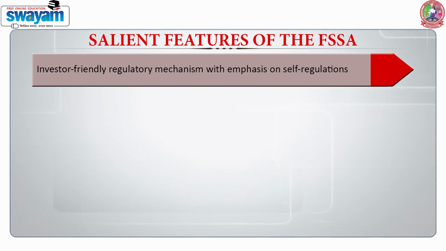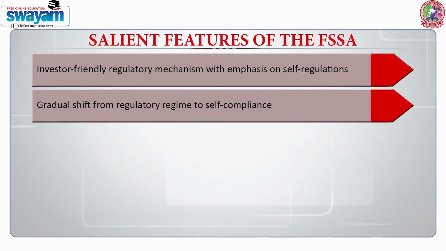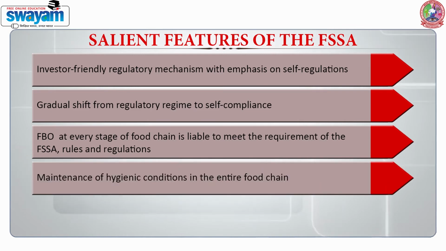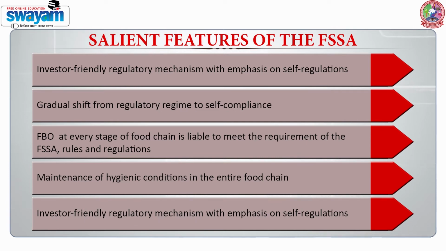It gives a regulatory mechanism with emphasis on self-regulation. There is a gradual shift from the regulatory regime to self-compliance. The food business operators at every stage of the food chain are liable to meet the requirements of the Food Safety and Standards Act. This act also encompasses the rules and the various regulations which are being added from time to time. This act also takes care of maintenance of hygienic conditions in the entire food chain and also assessment and management of risk factors to human health.